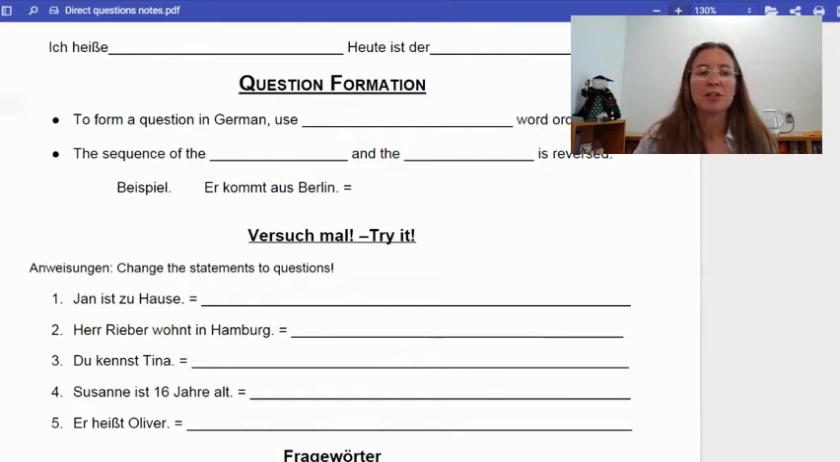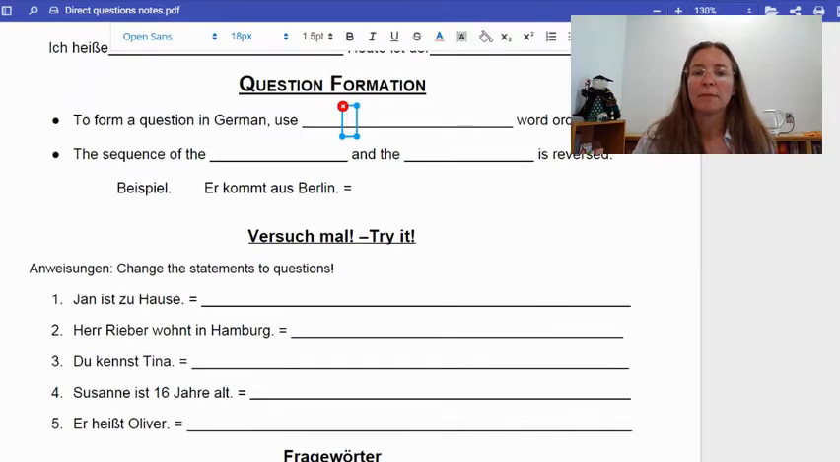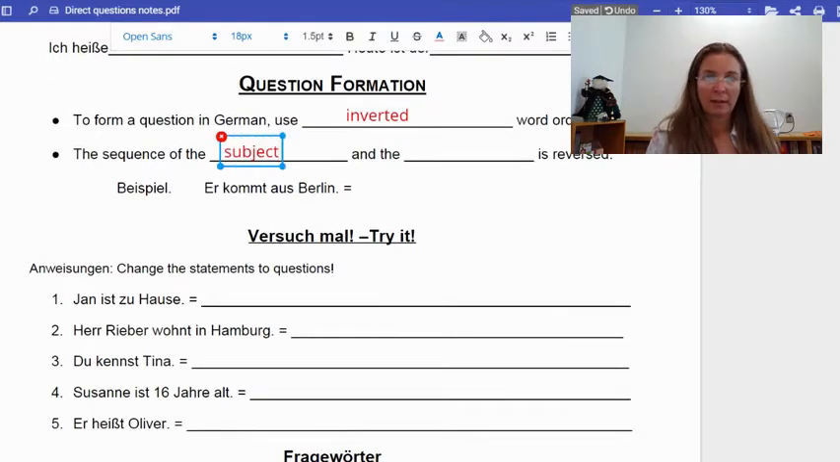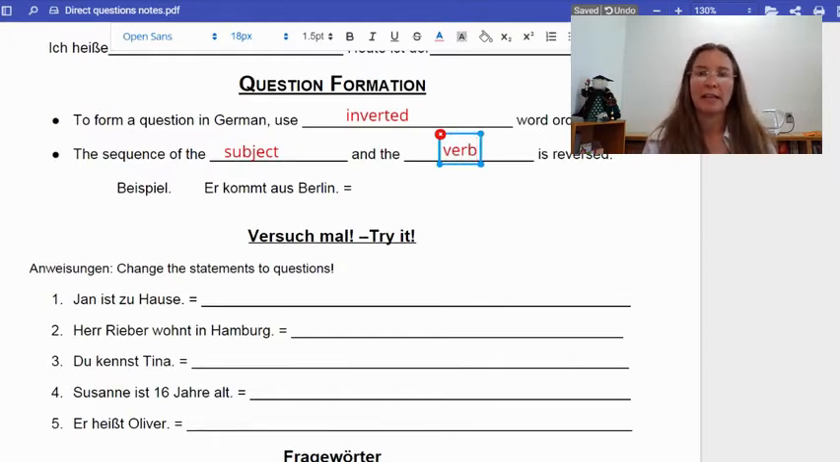So we're going to talk about question formation. In English and in German, to form a question, we're going to use something called inverted word order. And inverted word order means flipped or backwards, okay? The sequence of the subject and the verb is simply reversed. So if we think about it, a statement, Ich heiße Frau Miller. Ich is the subject, heiße is the verb, subject verb, okay? When I ask a question though, wie heißt du? Heißt is the verb, du is the subject. We flip the order, okay? And that's all we're going to practice here.